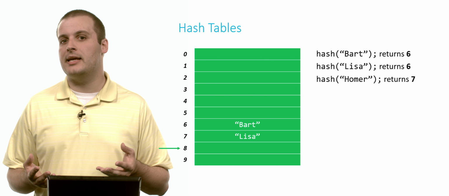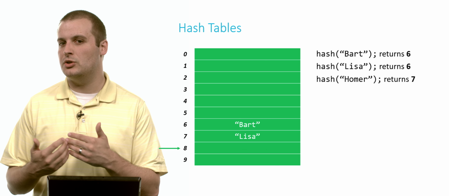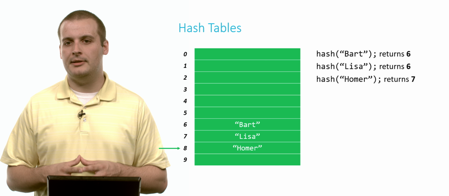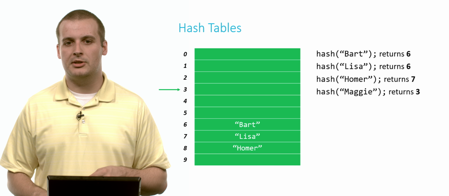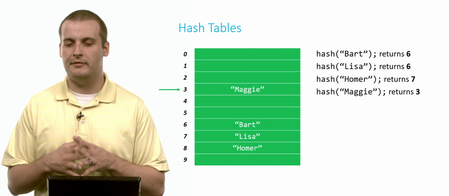Yeah, and 8's close to 7, so if we have to start searching, we're not going to have to go too far. And so let's put Homer at 8. Now we hash Maggie and it returns 3. Thank goodness, we're able to just put Maggie there. We don't have to do any sort of probing for that.